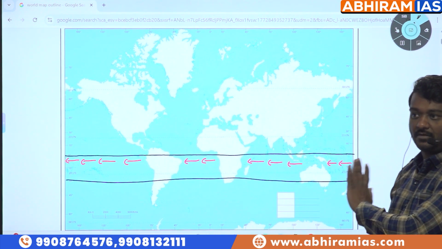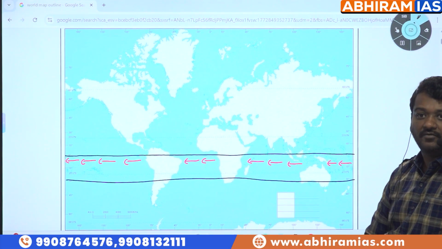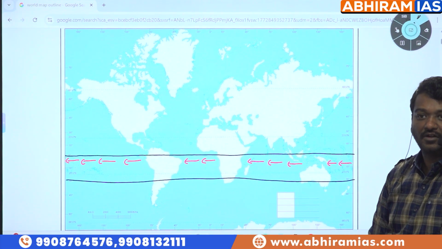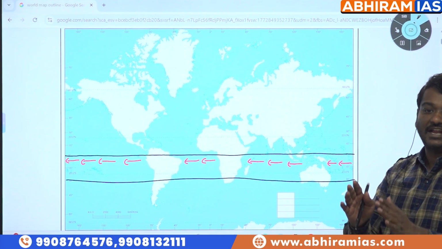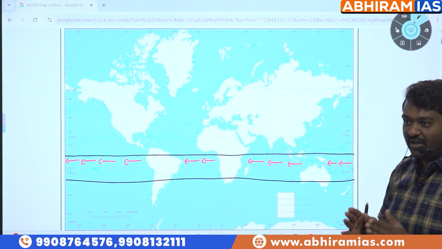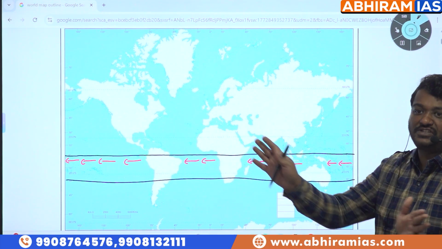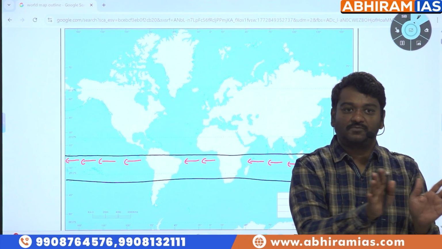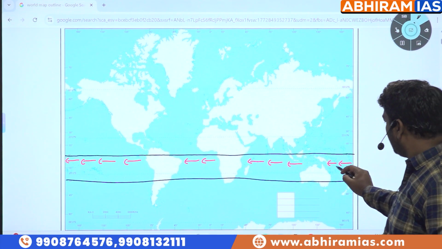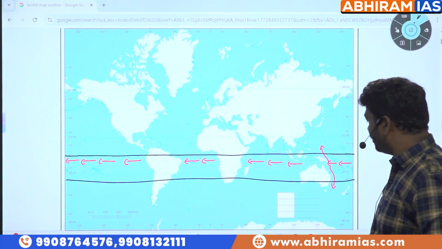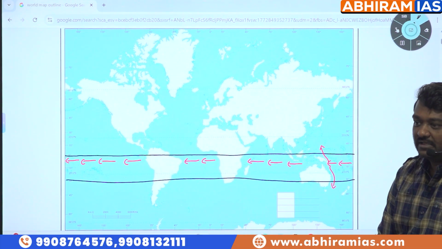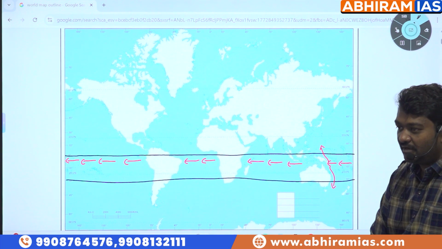Simple. See, everywhere, how is it going? East to west. Now, imagine if this hits a land. Whenever water hits the land, it splits into two, correct? So here, one branch will go like this, another branch will come like this.